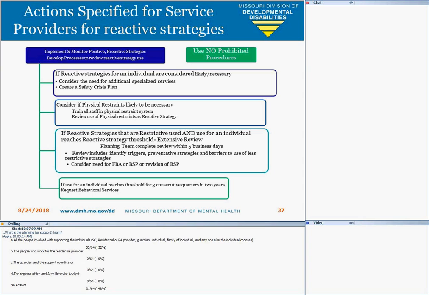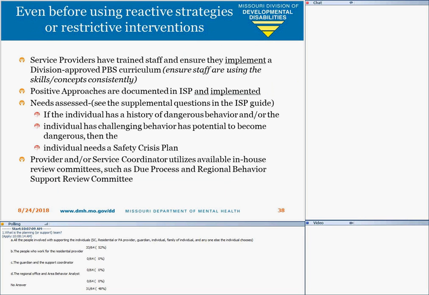It goes to preventing them, doing a safety crisis plan, considering if you need physical holds and training folks in those strategies, and monitoring internally your restrictive, reactive strategies, and holding a review if you do have to use those and you reach the threshold.